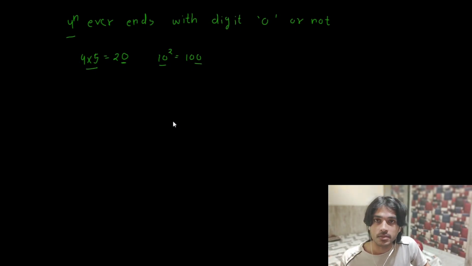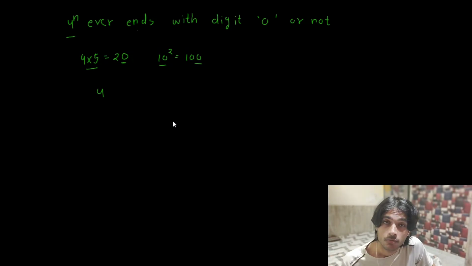So this is what I mean when I say that the question is asking us: is there any value of n, where n has to be a natural number, such that 4^n ever ends with the digit 0? So what we will simply do, we will find out. Suppose n has to be a natural number, so the possible values of n are 1, 2, 3, and then we can go on.